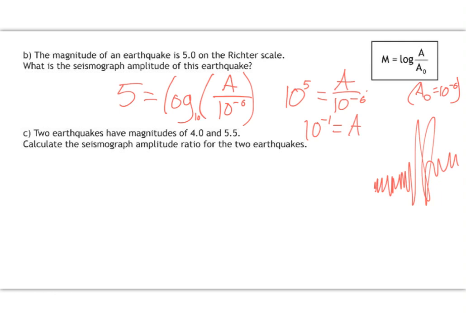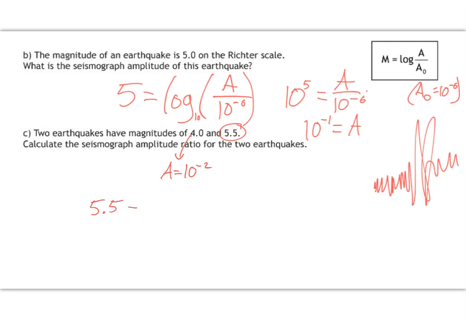All right, 2 earthquakes have magnitudes of 4 and 5.5. Am I correct in saying that? Oh no, we did that was 4. So this would be A is equal to 10 to the negative 2. 5.5 we haven't done yet, so let's take a look at that.